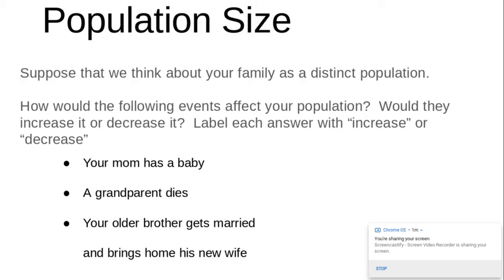All right. Population size. Suppose that we think about your family as a distinct population. How would the following events affect your population? Would they increase or decrease? So your mom has a baby, it's going to increase. Your grandparent dies, population of your family is going to decrease. Your older brother gets married and brings home a new wife or a new spouse. That would be an increase.